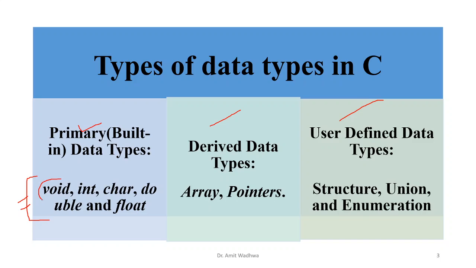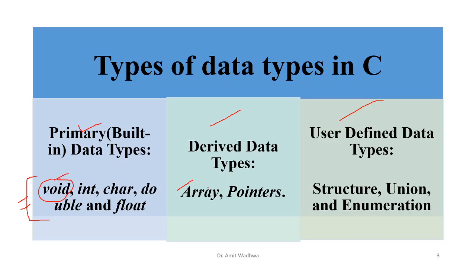Then we have something which is called void. Void is representing nothing. So if a function is not returning anything, its return type can be void. So void can be used as the return type of a function, as well as in various other locations, like in dynamic memory where we have void pointers. So there also the void data type is being used.